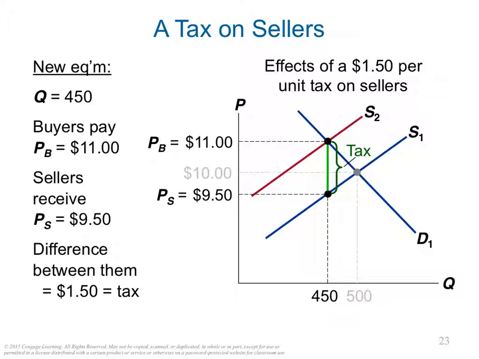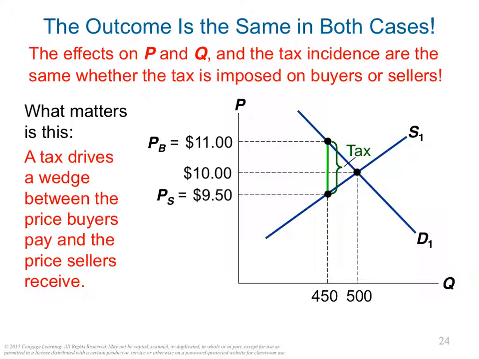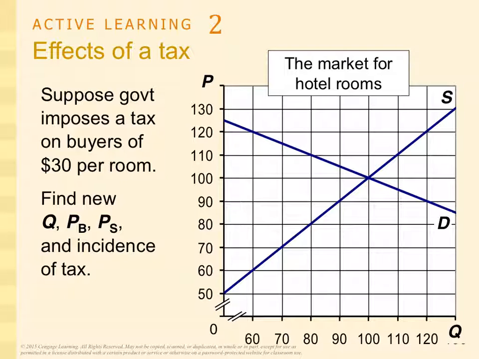So what happens here? Again, how is the tax burden shared? As you realize in this example, we got the same conclusion as when we looked at a tax levied on the buyers. So the effects on price and quantity and the tax incidence are the same, whether the tax is imposed on buyers or sellers. What matters is this: a tax drives a wedge between the price buyers pay and the price sellers receive. So sellers are going to receive $9.5 and buyers are going to pay $11, whether the tax is levied on buyers or sellers.